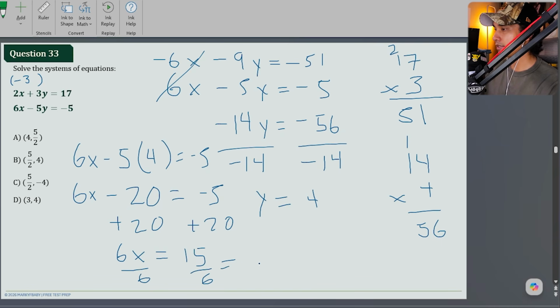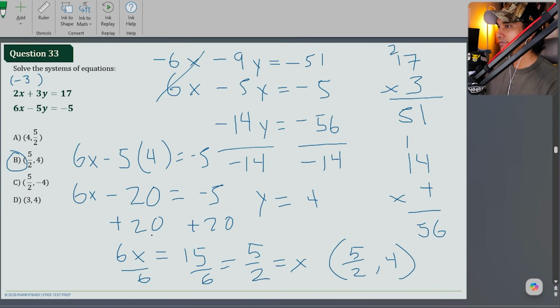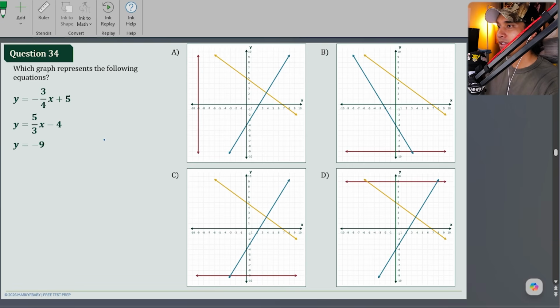divide by 6. This equals, simplified, we can divide the bottom and the top by 3, giving us 5 over 2. And that equals x. So our ordered pair is 5 halves, 4. And that is answer choice B. All right. There you have it. This one is a hard one, but it's easy once you know what you're doing. All you have to do is cancel out a variable. All right? Super easy. Question 34, the last question.